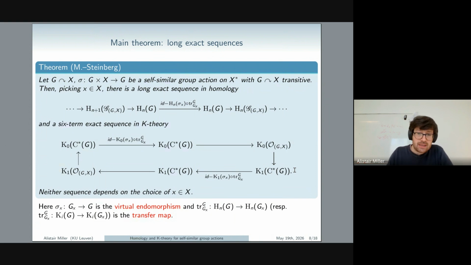So I should also say this K-theory one is an instance of the 6-term sequence for a Cuntz-Pimsner algebra, because we can realize these algebras as a specific kind of Cuntz-Pimsner algebra.